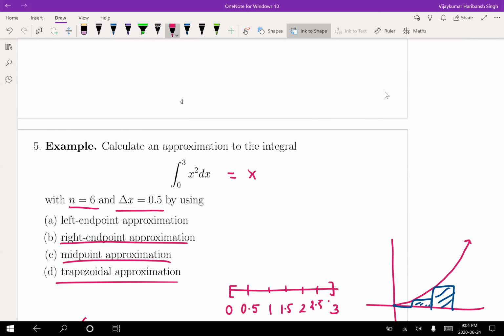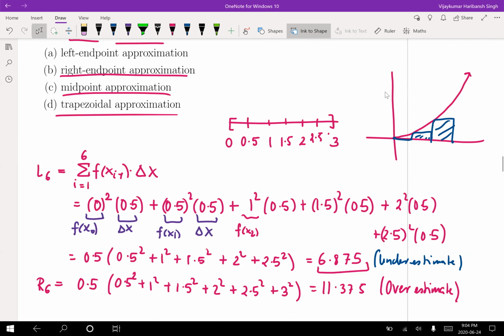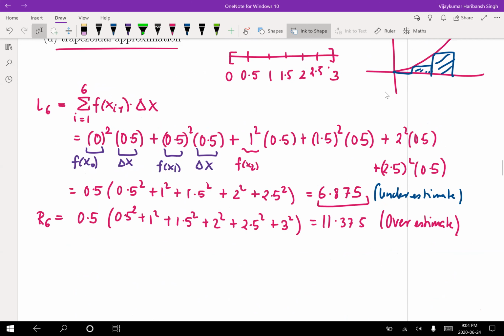This is going to be x cubed by 3, from 0 to 3, which is 1 by 3 times 27, which is going to be 9. So now we can compare directly, right? This came out to be an underestimate because it is less than 9. This came out to be an overestimate, which is greater than 9. Now, what about M6?